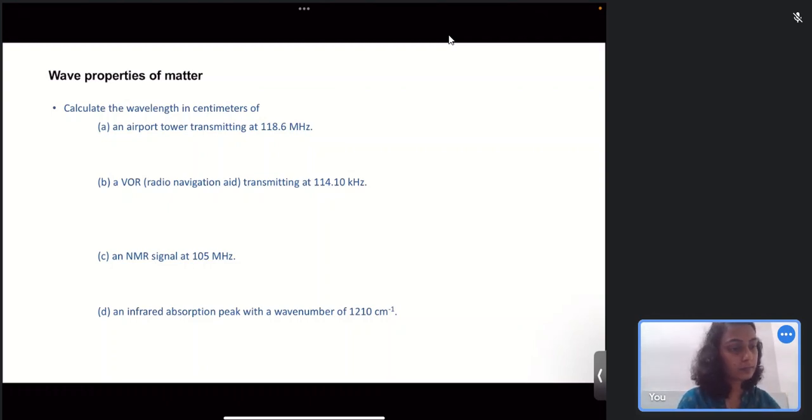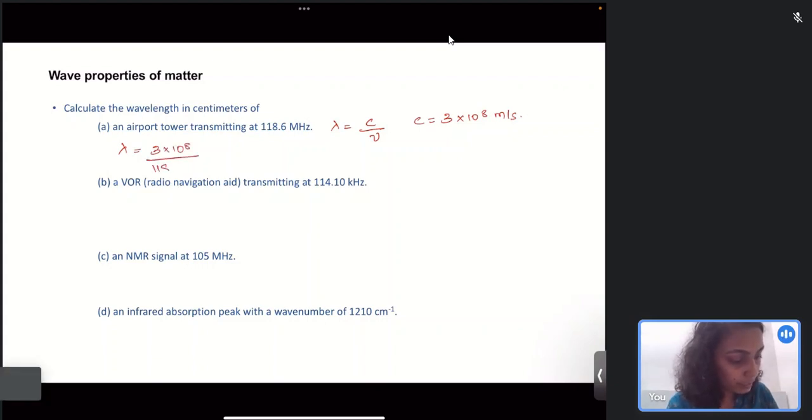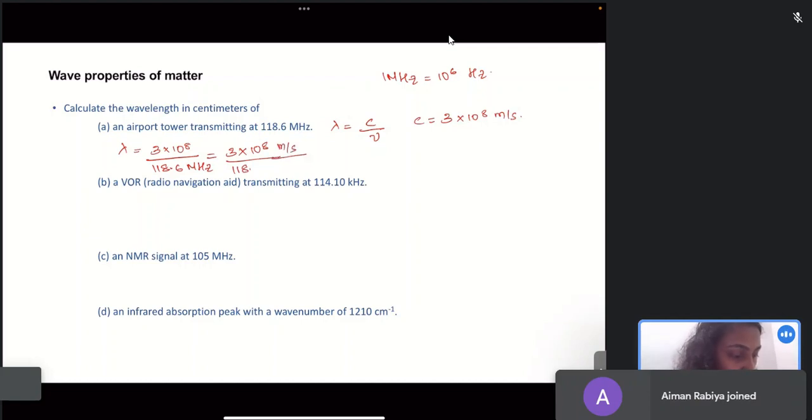Calculate the wavelength in centimeters of an airport tower transmitting at 118.6 megahertz. We know wavelength lambda is equal to c by nu, where c is the speed of light, 3 into 10 to the power 8 meter per second. So lambda is equal to 3 into 10 to the power 8 divided by 118.6 megahertz. One megahertz is equal to 10 to the power 6 hertz, so this can be written as 3 into 10 to the power 8 meter per second divided by 118.6 into 10 to the power 6 second inverse.